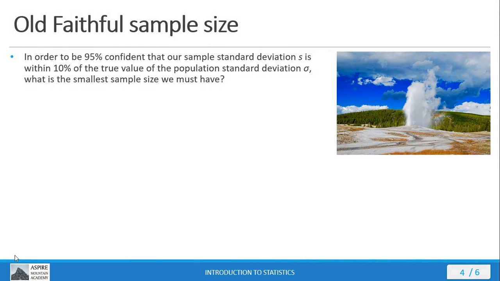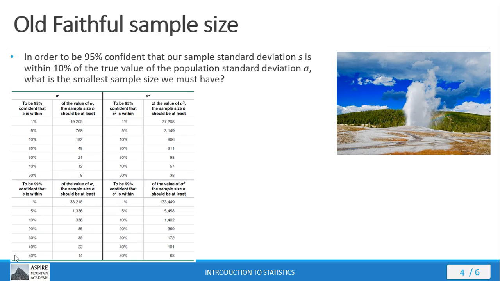Let's go back and revisit Old Faithful. What's the smallest sample size we must have to be 95% confident our sample standard deviation is within 10% of the true value of the population standard deviation? Again, we're going to go back to our table and piece together what we have from our problem statement. We're looking for standard deviation, so that's the left side of the table. We want to be 95% confident, so that's this top quarter here. Then we want within 10%, so come down here, read 10%, and look at the value right next to it. There's our minimum sample size, 192.